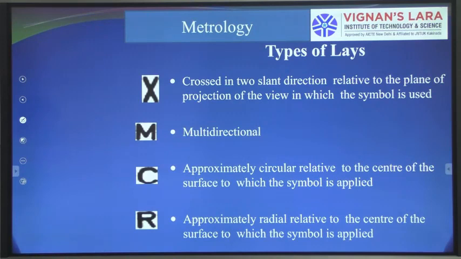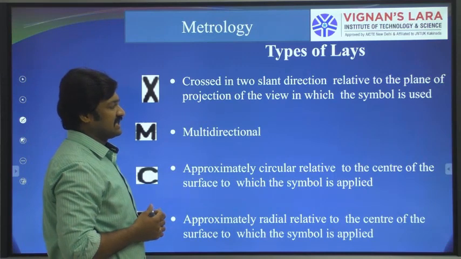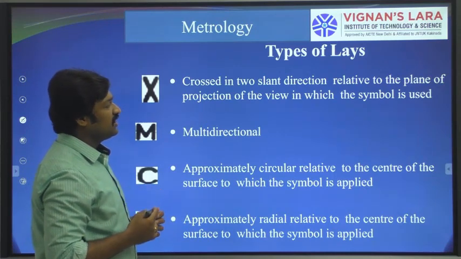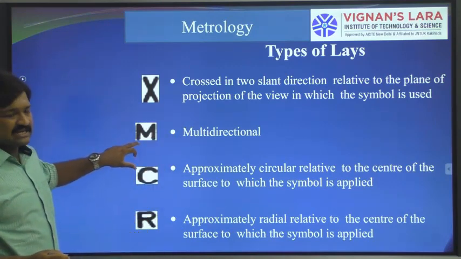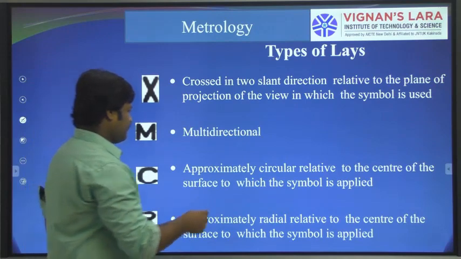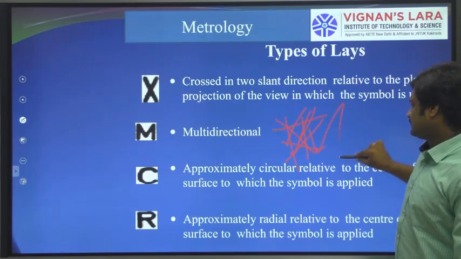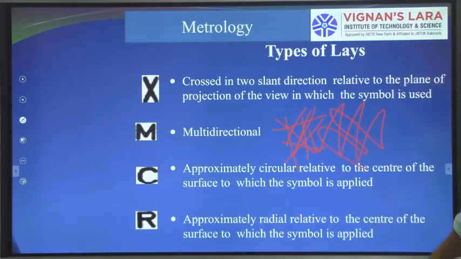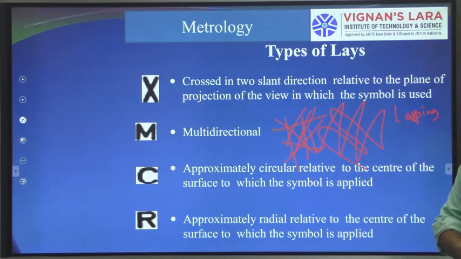Next, crossed. The cross symbol means crossed in two slant directions related to the plane of projection of the view in which the symbol is used. So these are cross lines and multi-directional lines, which are irregular lines. If it has irregular lines like this, those are called multi-directional lines. This type of lay lines is formed during the lapping process, either hand lapping or machine lapping. So during the lapping process, these multi-directional lay lines can be observed.